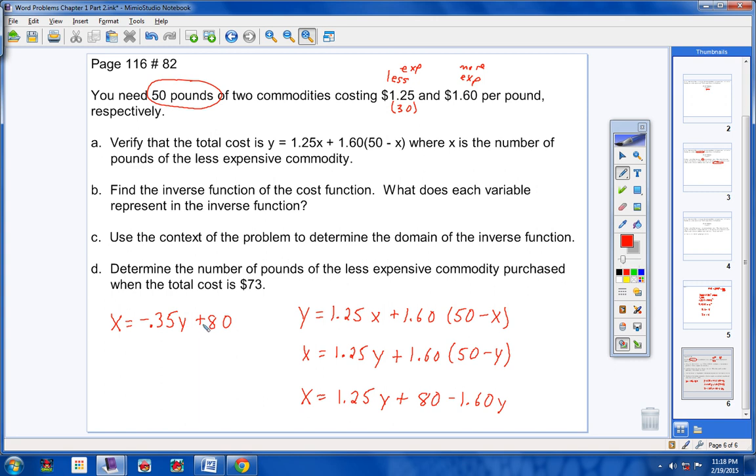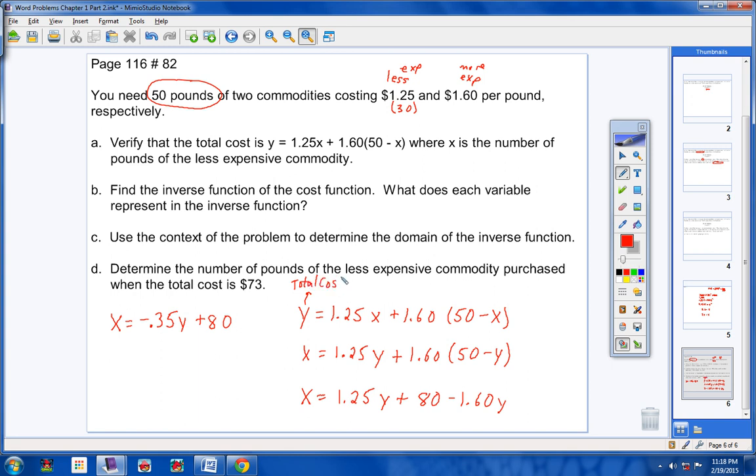Okay, now we're not done with letter B yet. What does each variable represent in the inverse function? Well, let's go back to the original function. Y is the total cost. So y is the total cost. How did I know that? I will show you right now.